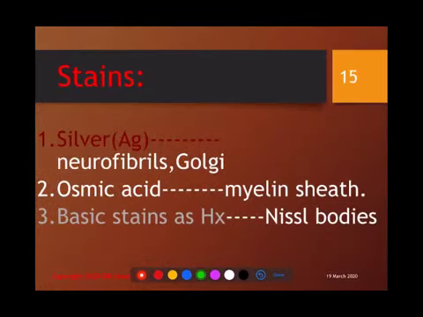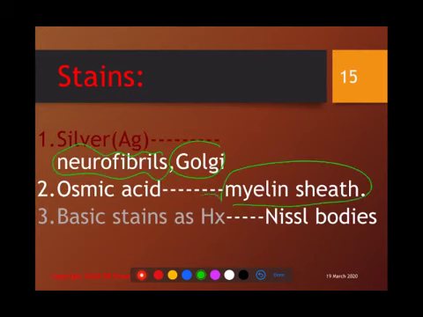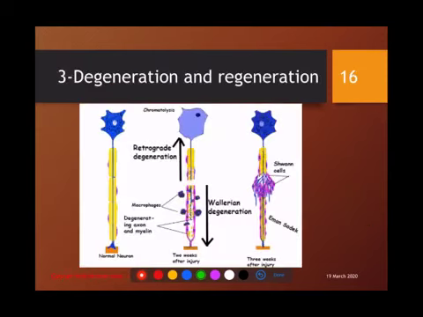So, what are the stains by which you can diagnose the degeneration in the nerves? Of course, three very expected stains. Silver for what? For two things, neurofibrils and Golgi. Osmic for what? For myelin sheath. Basic stain as hematoxylin for what? Nissl bodies. يبقى هنا these are three simple stains to be studied for the demonstration of degeneration.